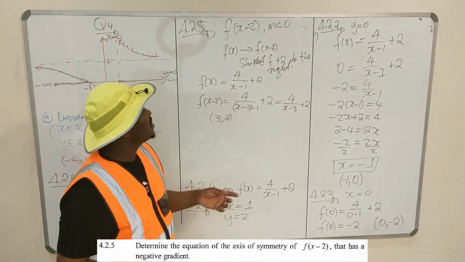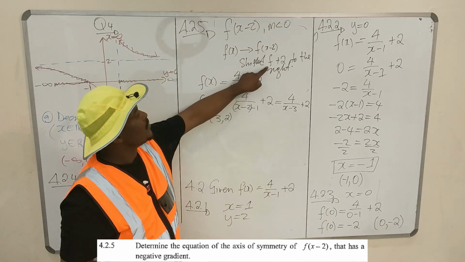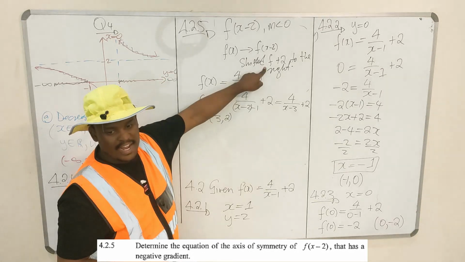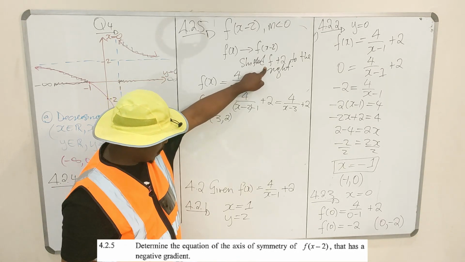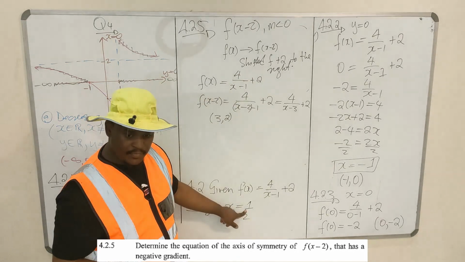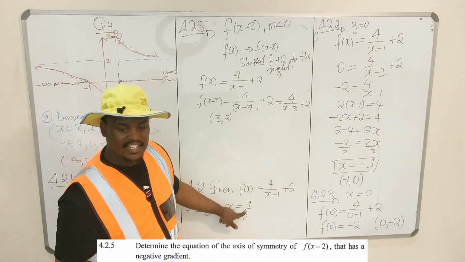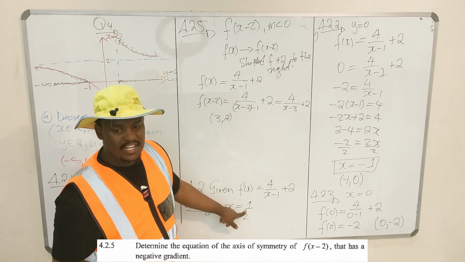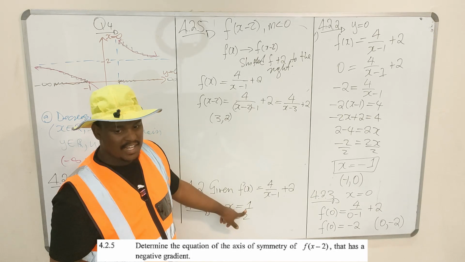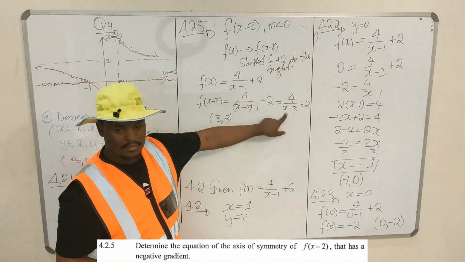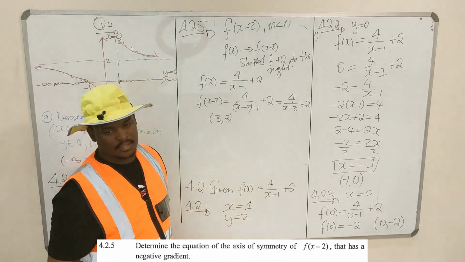You could have done it another way. Since your function is shifted 2 units to the right, and your equation of the asymptote was x is equal to 1, you can shift it 2 units to the right, and your asymptote will be at x equal to 3, which is the same as that. So this is the easy way out.